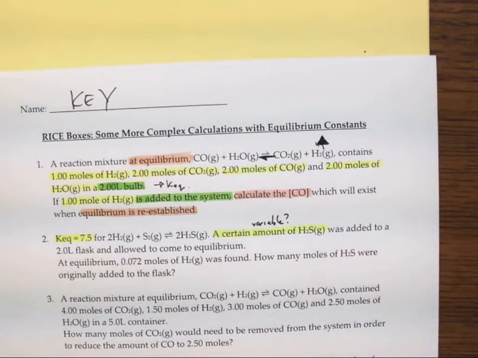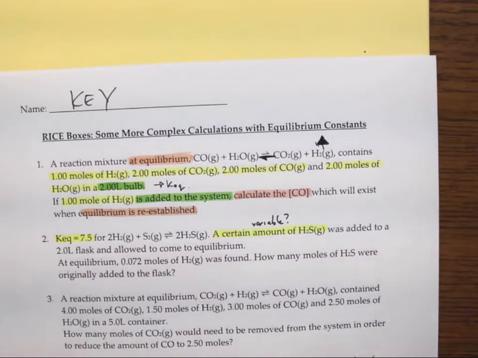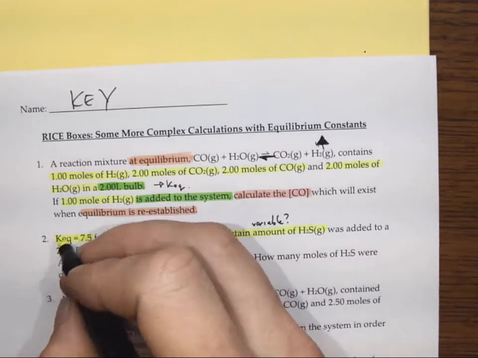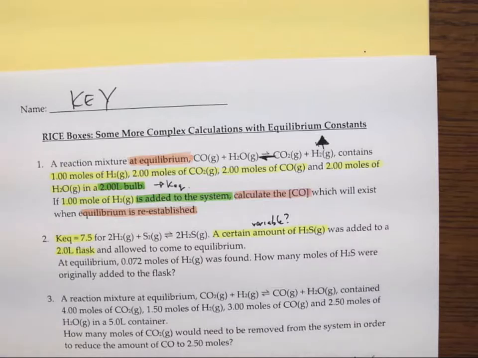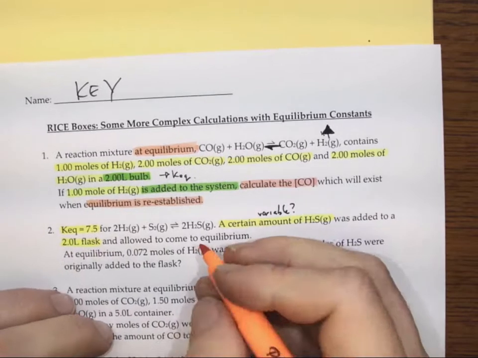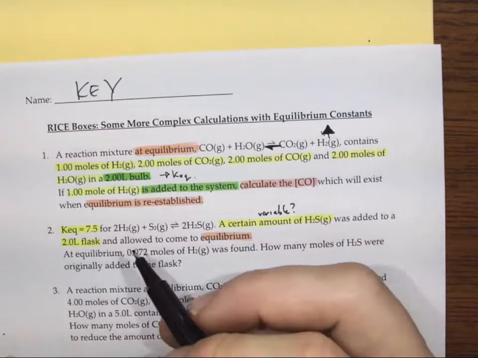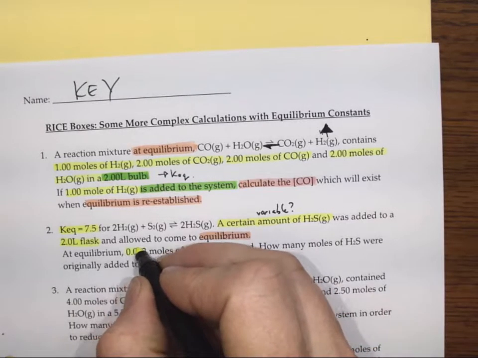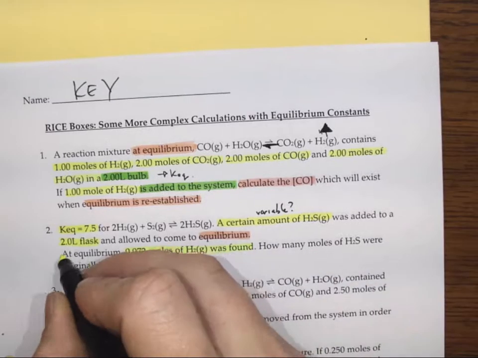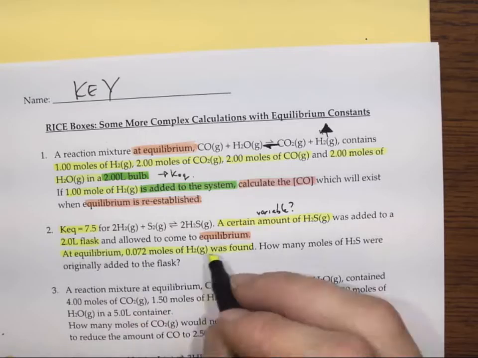So let's finish reading the question, and we'll decide what our variables are going to be. A certain amount was added to a 2-liter flask. Okay, that also sounds important. 2-liter flask. And it was allowed to come to equilibrium. So we reached equilibrium, and that always seems to be important to know when we're at equilibrium and when we're not. At equilibrium, 0.072 moles of hydrogen gas were found. At equilibrium, how many moles of hydrogen sulfide were originally added?